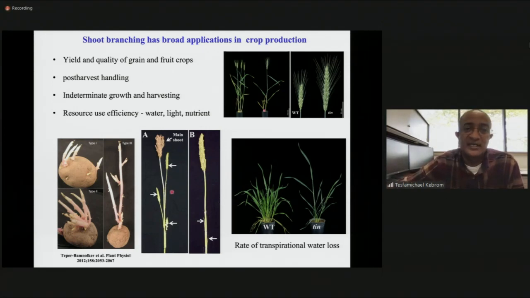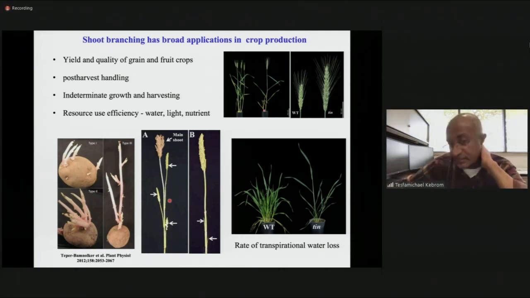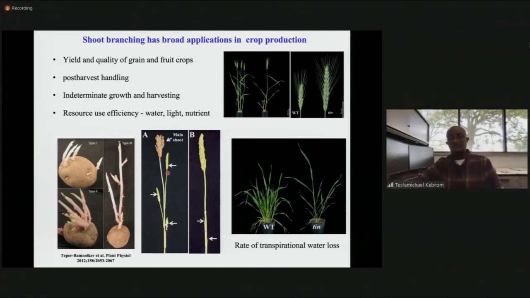It is also important for mechanized harvesting of crops, because some crops continuously develop branches, and these branches can be at different developmental stages, which can interfere with harvesting. So farmers apply chemicals to make the ripening process faster, so that the plants can dry and they can harvest.